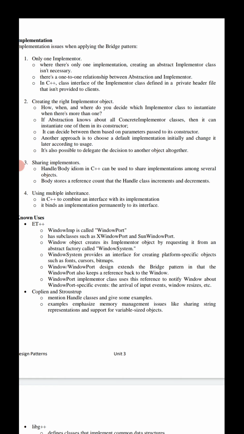And coming to the known uses, what are the present examples of the pattern in a real system? In ET++, a window imp is called WindowPort. It has some subclasses such as XWindowPort and SunWindowPort. A Window object creates its implementer object by requesting it from an abstract factory called WindowSystem. This WindowSystem provides an interface for creating platform-specific objects such as fonts, cursors and bitmaps.